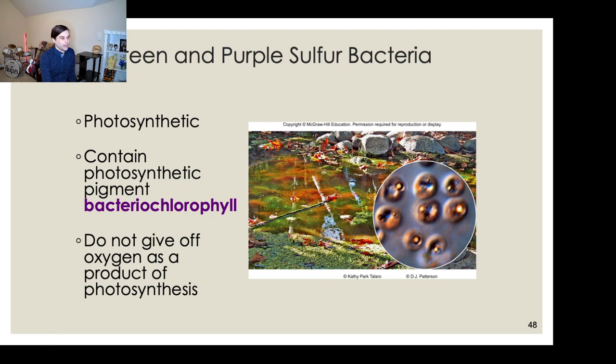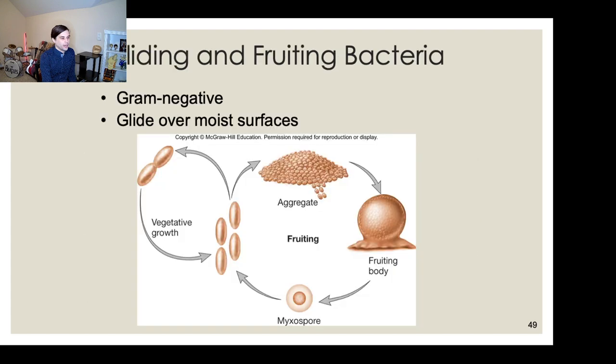Now these guys are going to be strange. They're not going to produce oxygen via photosynthesis, so this is anoxygenic photosynthesis. They'll produce that methane and those weird, funky sulfur smells in still ponds and stagnant water. Gliding and fruiting bacteria, very odd little organisms. They just move around from place to place, scoot around, slide around.